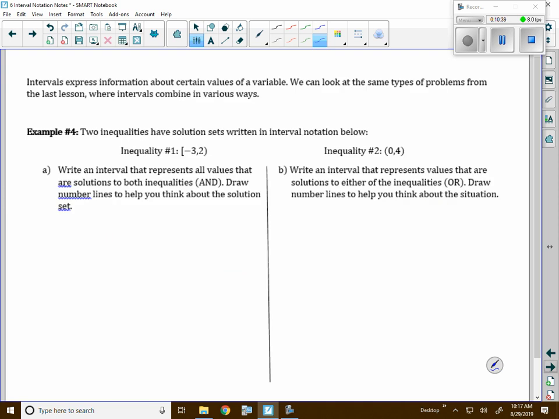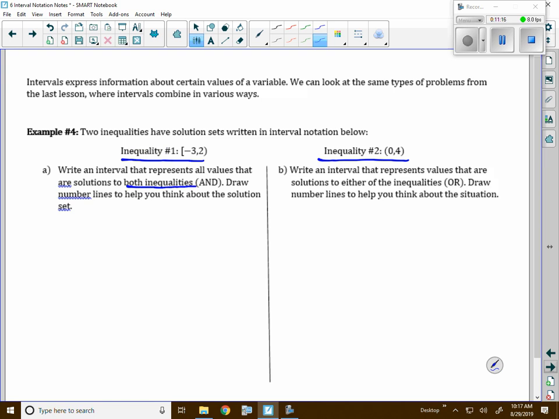Okay, this is a little bit different, kind of interesting, because sometimes we'll have "and" and sometimes we'll have the word "or," and I'm going to talk about the difference between the two. So it says two inequalities have solution sets written in interval notation. So we have inequality 1, we have inequality 2. In part A, it says write an interval that represents all values that are solutions to both inequalities. So we want an overlapping region here.